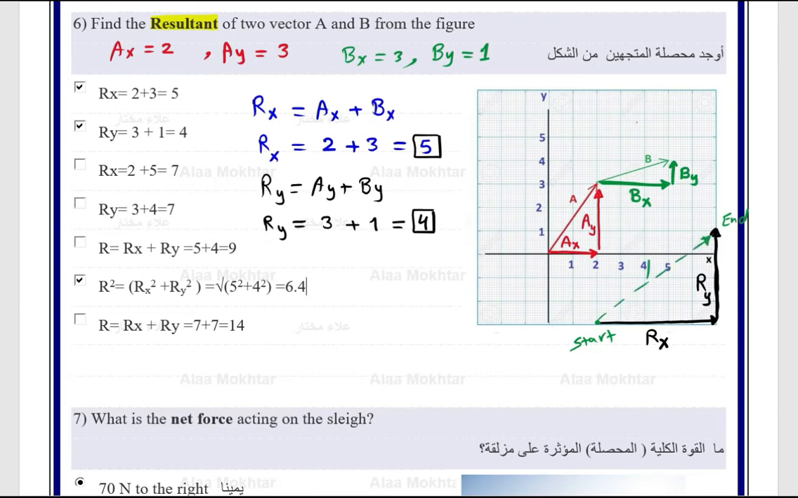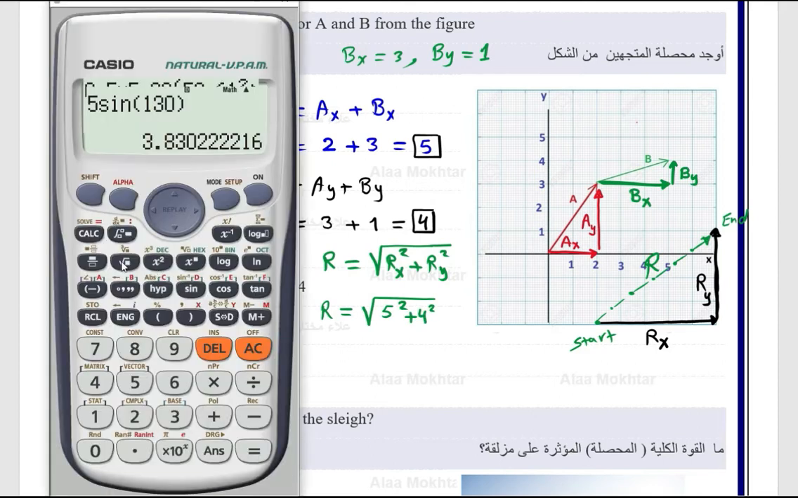This is R. By using the Pythagorean theorem, R equals what? R equals the square root of Rx squared plus Ry squared. So the resultant R equals the square root of 5 squared plus 4 squared.